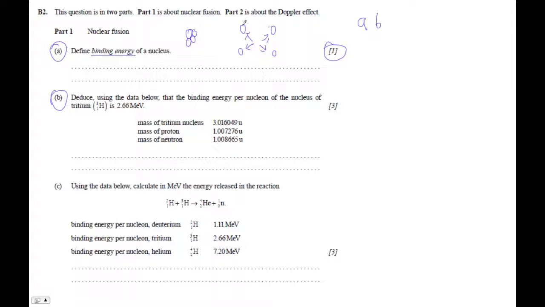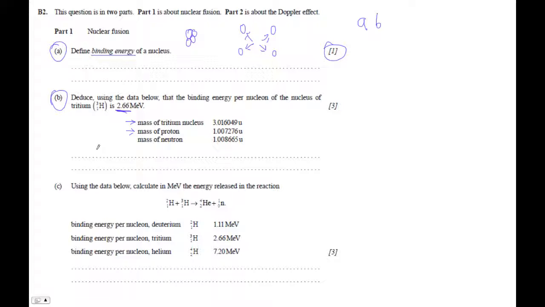By the way, it's also the energy released if you combine those things together somehow in some magical fusion reaction to create this, okay? And then deduce, using the data below, the binding energy per nucleon of the nucleus of tritium is 2.66 MeV. So we use neutral atom masses. IB likes to give us the mass of the nuclei. So notice that the mass of the proton is a bit less than the mass of the neutral atom because the neutral atom would have an electron on it. But let's just go with the masses they're giving us here.